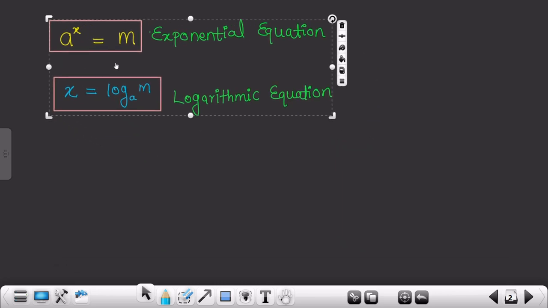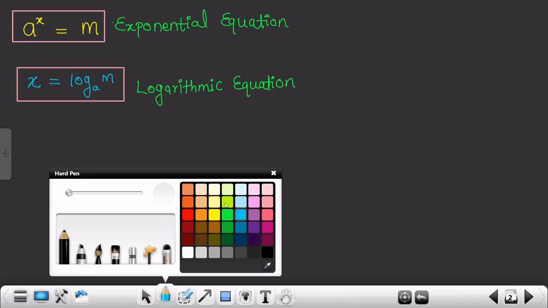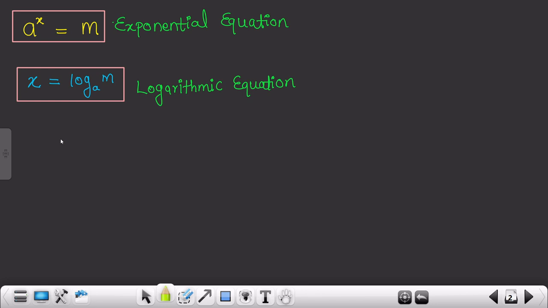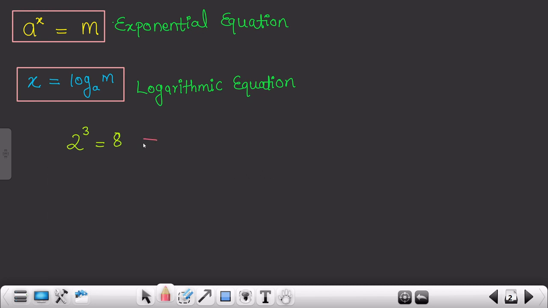Based on these equations we are going to solve one numerical. Let's suppose you are given one equation; we all know 2 raised to 3 is equal to 8. Okay, the cube of 2 is 8. So how can we write this in logarithmic form? This is an exponential form, so we have to convert it into logarithmic.